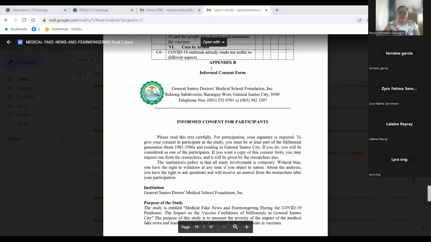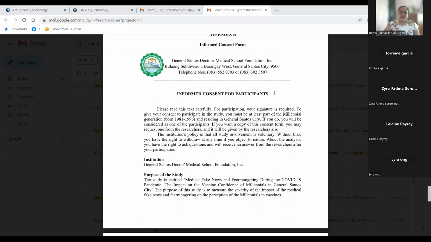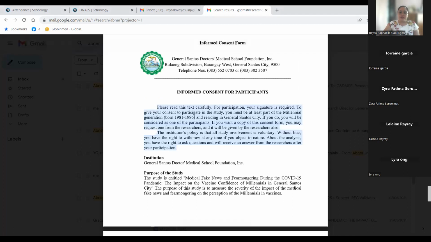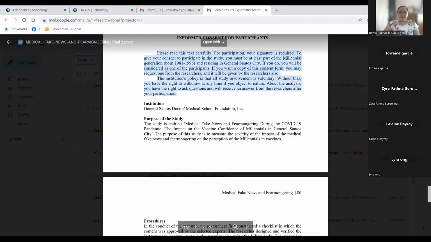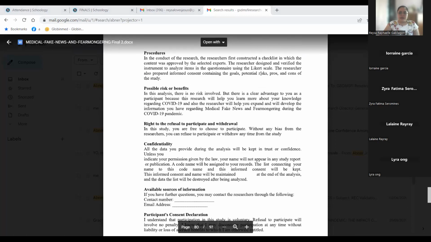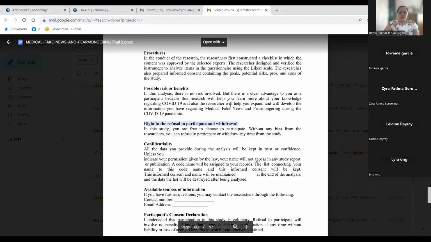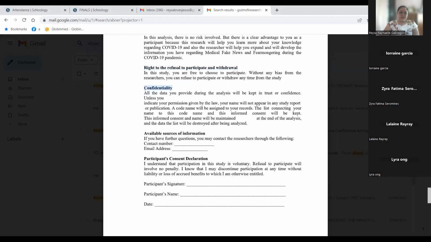Ano pa? They have here the informed consent. So, this is an example of an informed consent. They secured para sa participants nila. They have the information about their research, the institution, syempre kung saan sila connected, the purpose of the study, and then they have here the procedure, and then ito yung sinasabi ko kanina that you have to inform your participants if there are possible risks or benefits that they can get from participating in your research, and a clause to the refusal to participate and withdraw anytime, and the privacy and confidentiality.